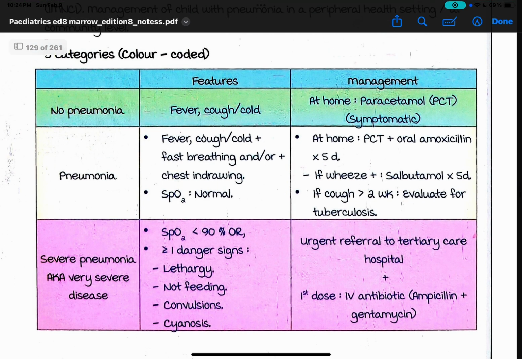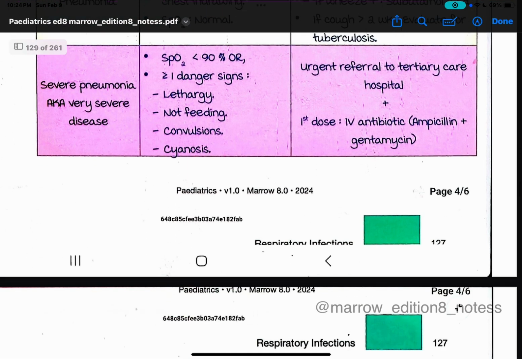Also, a first dose of IV antibiotic can be given. Which antibiotic to give? Ampicillin plus gentamicin in very severe pneumonia. You will have SpO2 dropping below 90% and one of the danger signs like lethargy, not feeding, convulsion, cyanosis.